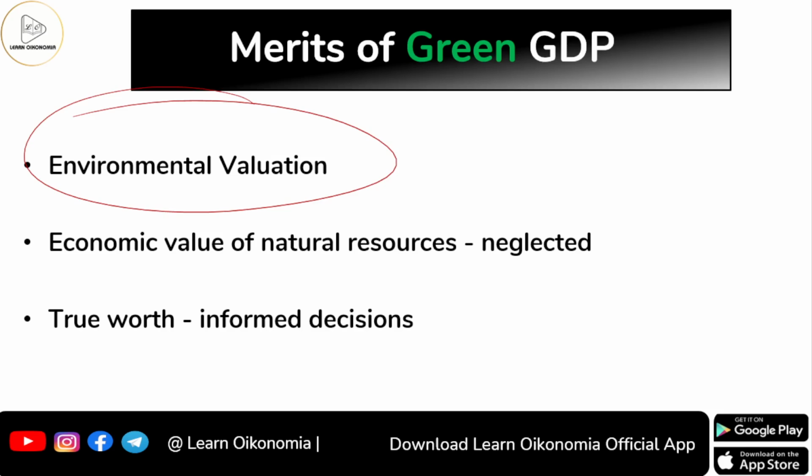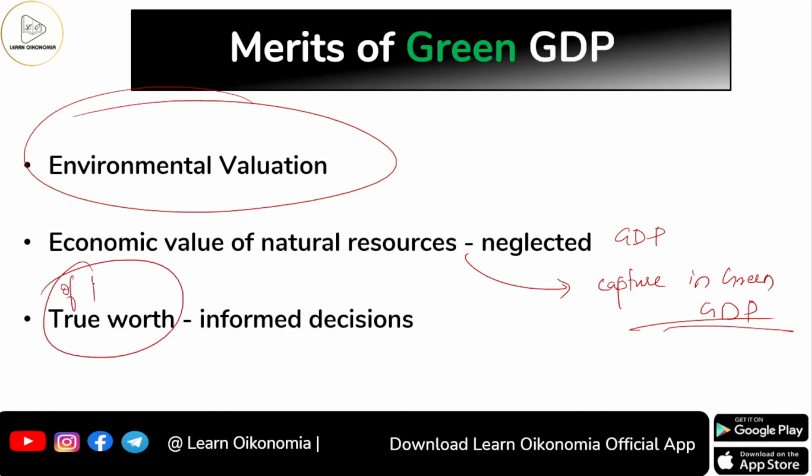The economic value of natural resources is usually neglected in traditional GDP measures, but when we go for green GDP, we capture it. For the same reason, we will be able to understand the true worth of our production, our economic activity. And for the same reason, we will be able to make certain policies with informed decisions.